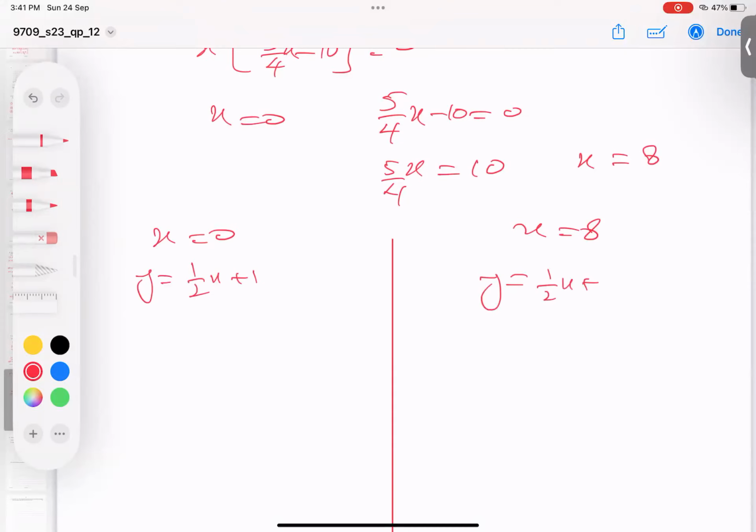Okay, so half x plus 1, and let's see. When I plug in 0, I get 1, so the point becomes (0, 1). When I plug in 8, I get 4 plus 1, which is 5, so the point is (8, 5). So I got two points, and these two points are very clear.